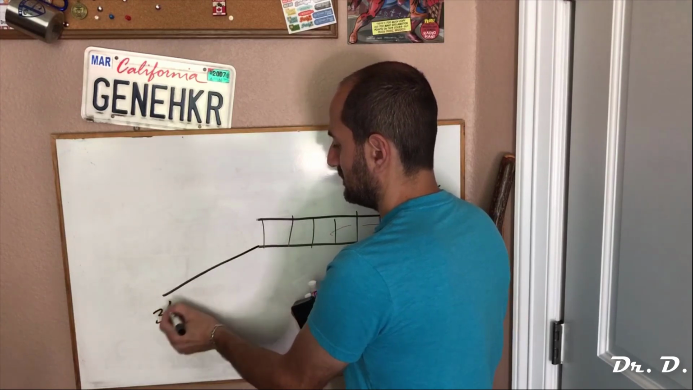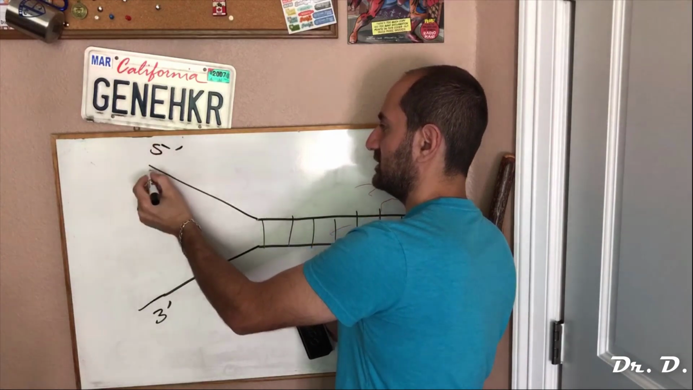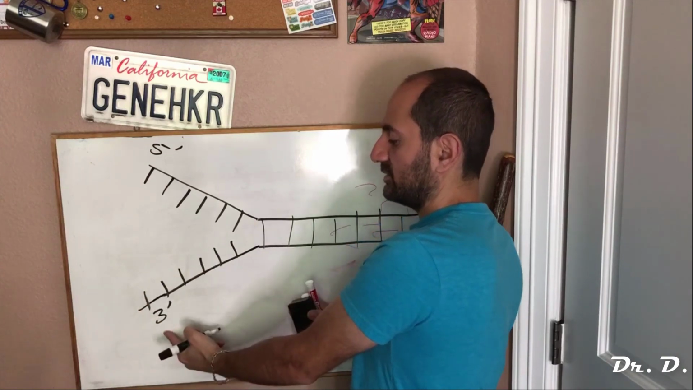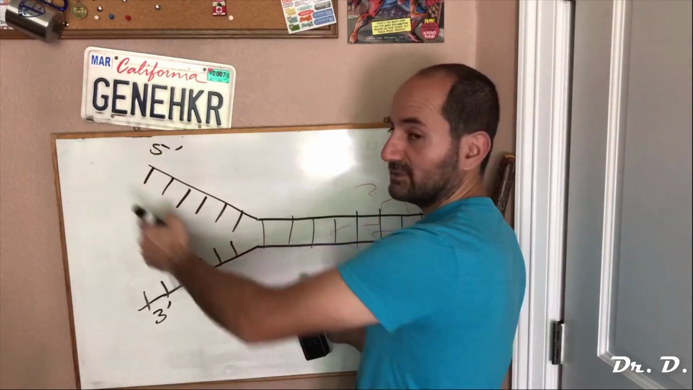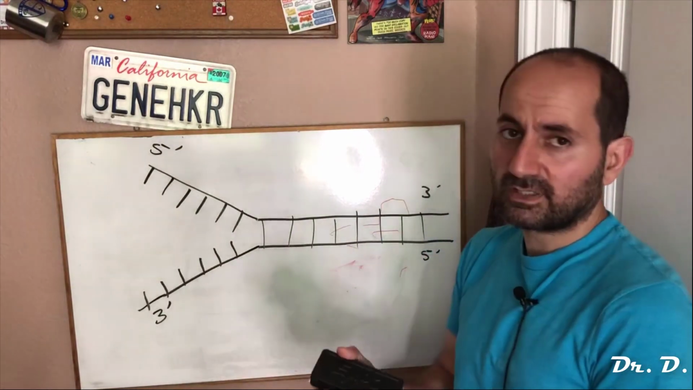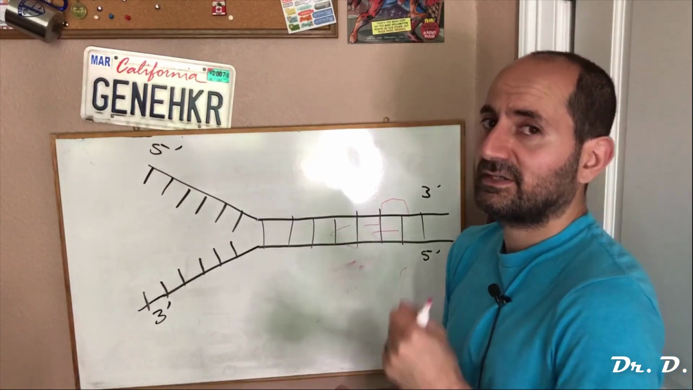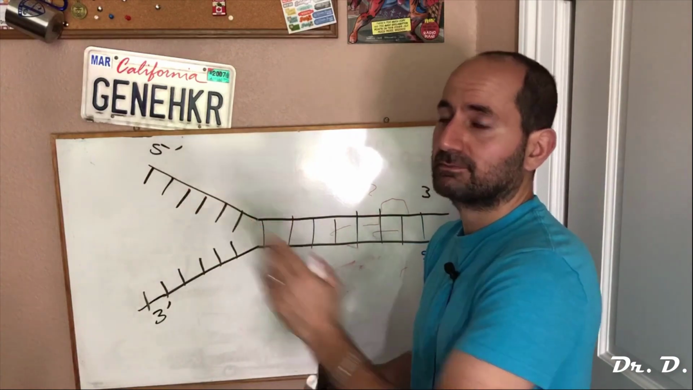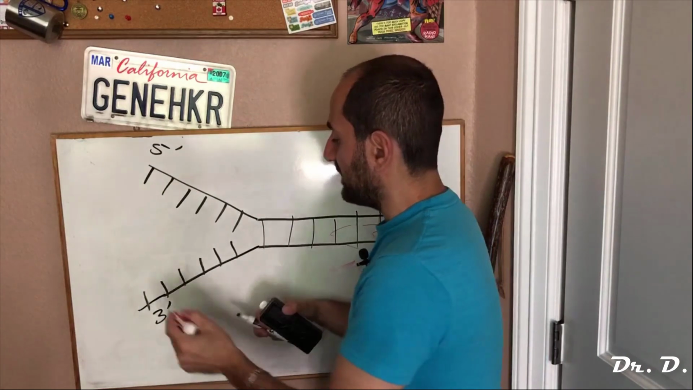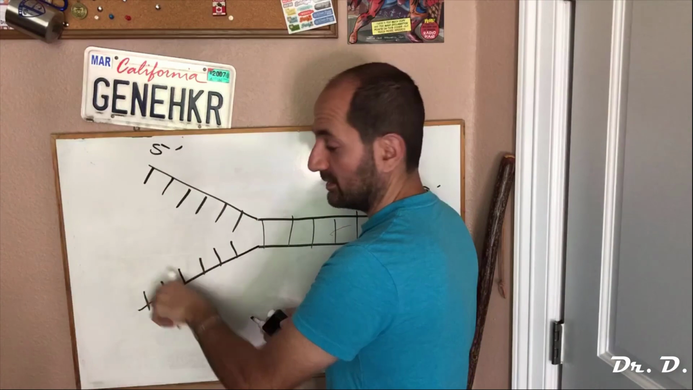That's the 3' end of this strand, and that's the 5' end of the other strand. Remember, DNA is anti-parallel. That's why this end is the 3' end of this strand. That's the 5' end of the other strand. So we need to copy this DNA, right? Let's talk about how we're going to copy the bottom strand first. Remember, you have to synthesize DNA in a 5' to 3' direction with respect to the new strand of DNA. So which way do we copy?